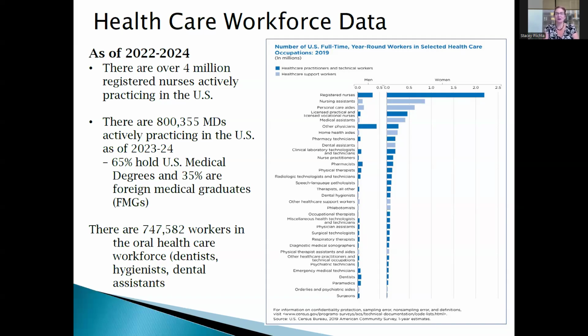There are also 747,000 workers in the oral healthcare workforce: dentists, dental hygienists, dental assistants. This graph, the latest one I could find, is from 2019. So I've updated the numbers. The nurses went way up, but the numbers are similar, and certainly the ratios are similar, where registered nurses, nursing assistants, and personal care aides are really the top three.